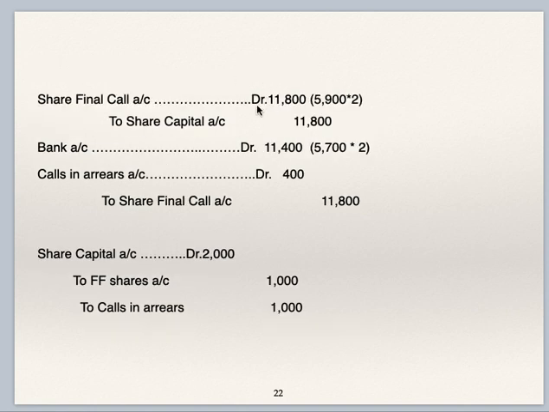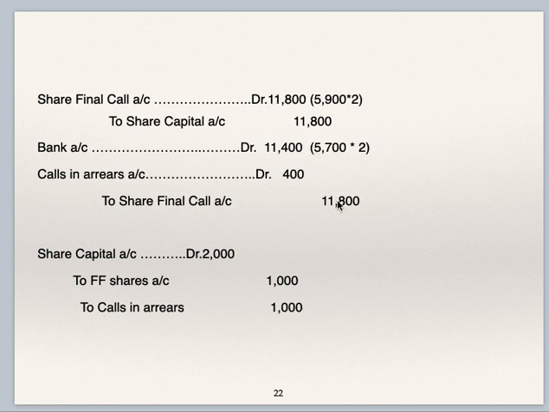Next entry is to show final call due. Share final call account debit to share capital 11,800, 5,900 into 2 because 100 shares are forfeited. So call is due only on 6,000 minus 100, 5,900 shares. There is default on 200 shares by Z. So they have not received on 5,900 shares but on 5,700 shares. So bank account debit 5,700 into 2, 11,400. Calls in arrears account debit 400, 200 into 2. On 200 shares, final call has not been received. To share final call 11,800. Share final call gets closed here.